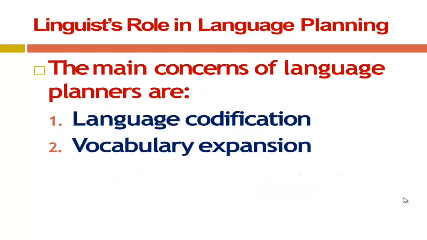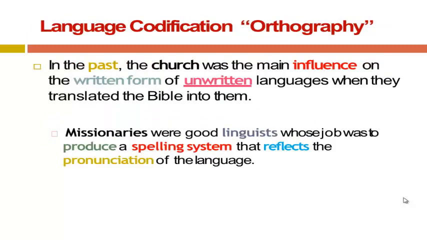Linguists' role in language planning. The main concerns of language planners are language codification and vocabulary expansion. Language codification, or what we call in another way orthography. In the past, the church was the main influence on the written form of unwritten languages when they translated the Bible into them. Missionaries were good linguists whose job was to produce a spelling system that reflects the pronunciation of the language.